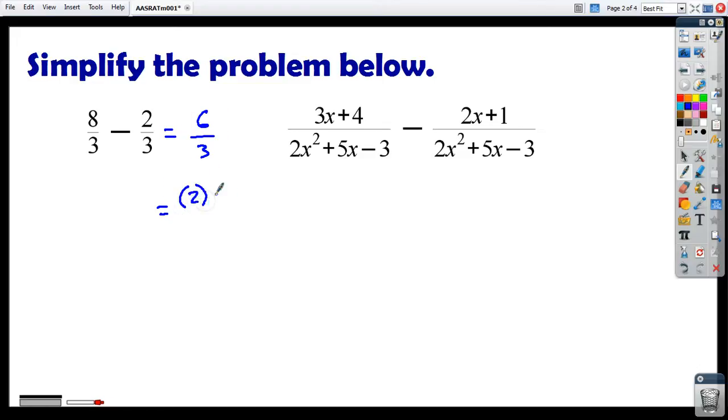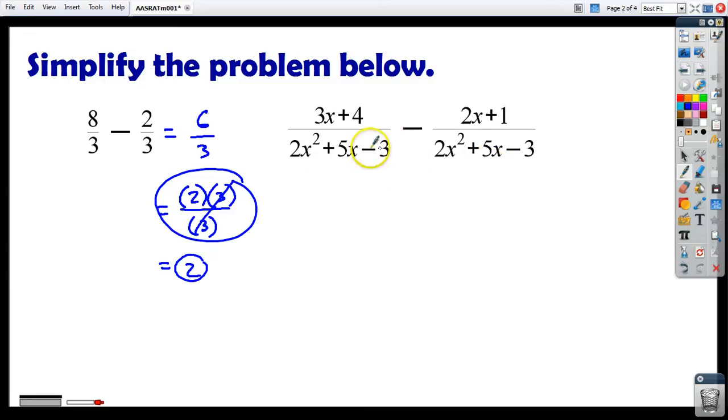What we're seeing is that we know that 6 is 2 times 3 in its factored form over 3, and then anytime you have common factors top and bottom, they can be canceled out, and that's why we get the 2. Now it's important to understand what we're doing here because that's going to apply to this problem, but it's a little harder to see it.